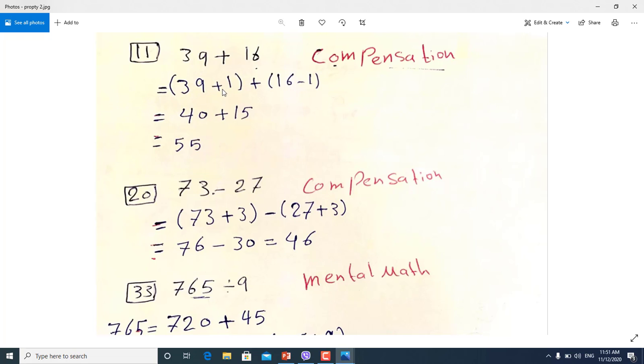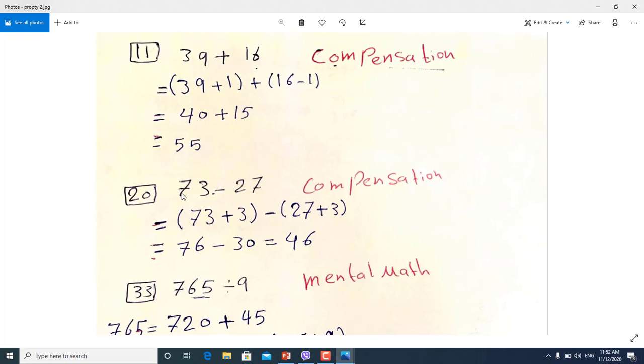So 39, when you add 1, you must subtract the same number from the other number. So this number we add 1, and this number we subtract 1. Why? Because the sign is plus. Okay, 39 plus 1 is 40, and we have 16 minus 1 is 15, and we add. So 40 plus 15, 5 plus 0 is 5, 1 plus 4 is 5.